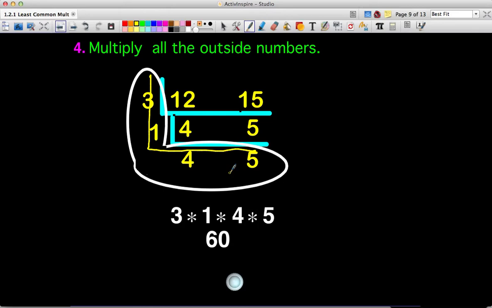Again, it matches the answer from the first problem that we did. That was why I wanted to show you this method, to show you that you get the same answer whether you use the listing method or the ladder method, but you have to use them correctly. You have to practice and you have to go slow.